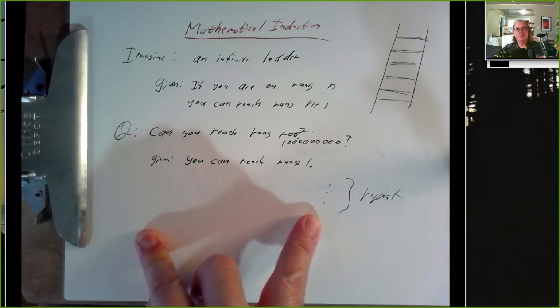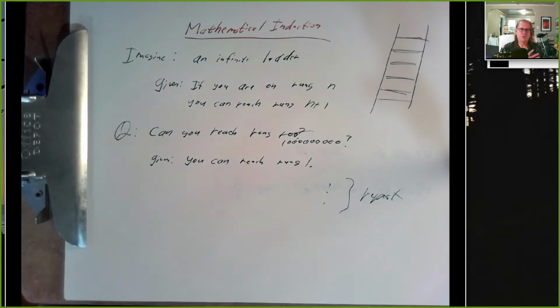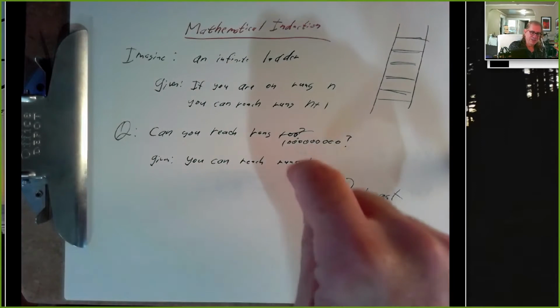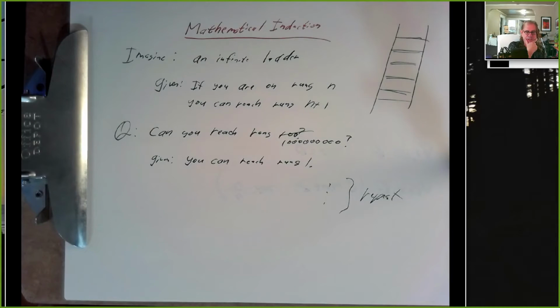Well, that's not valid in a proof. That's the whole reason that proofs fall apart. You know what I mean, it's obviously true, right? As soon as someone says that, instead of spelling it out formally, there's a good chance that what they're trying to prove can't actually be proven. All right, so how do we know we can reach the billionth rung?